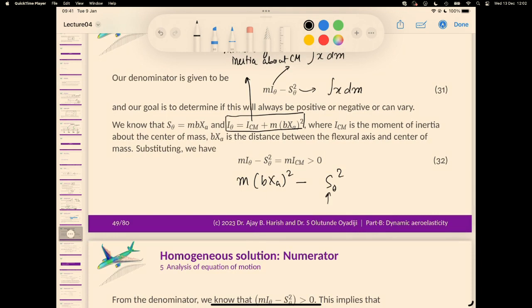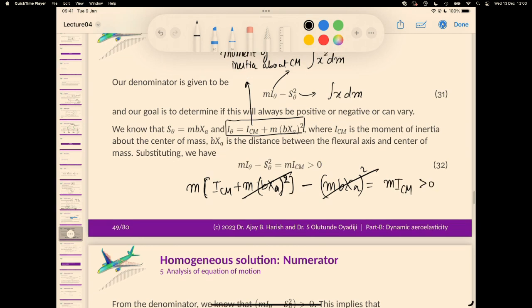I missed something here. So m into ICM plus m into bxa whole square. Oops, no. Minus s theta is nothing but m into bxa. Right? So essentially, we can just cancel both of these terms, and the square. And that leads us to something like m into ICM. Both of these are positive terms, so essentially our denominator is positive.